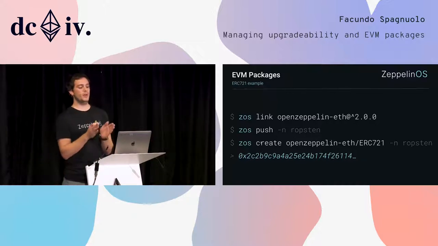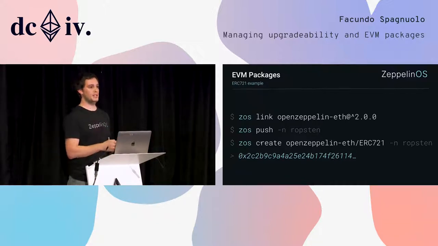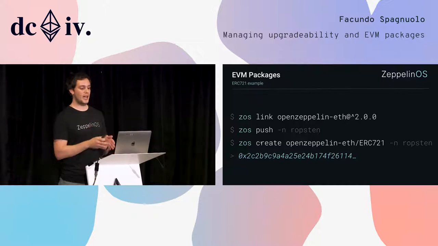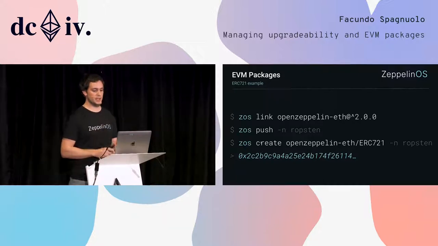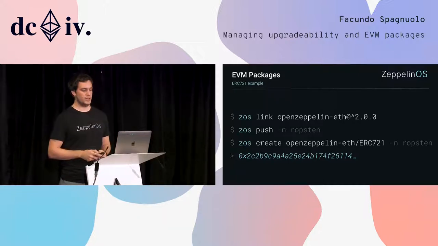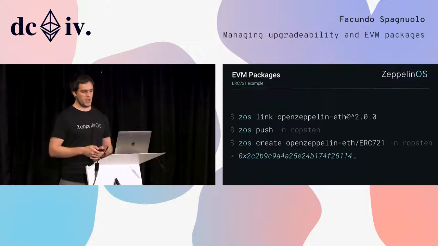And as you can see here, we're creating an instance reusing the logic of the ERC-721 that has already been deployed by the OpenZeppelin team. We haven't added that contract to our project. We are reusing the same logic that the OpenZeppelin team has provided on-chain for us. And we'll receive, of course, the address of our upgradeable instance of the ERC-721 there.